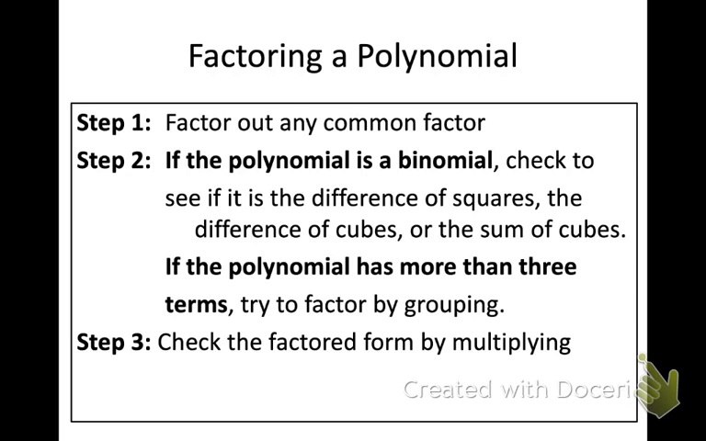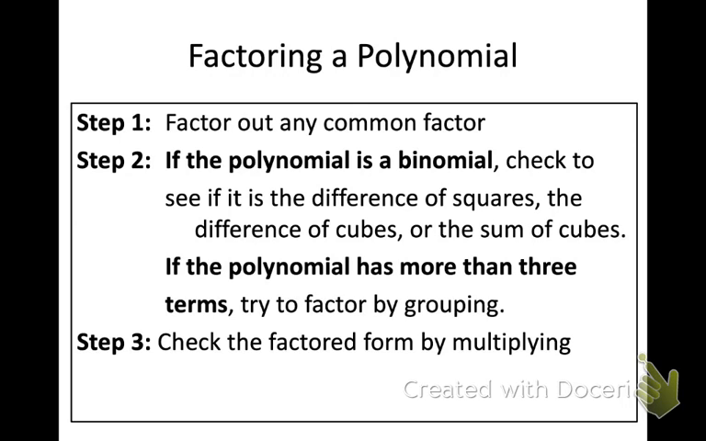Step 2, if the polynomial is a binomial, meaning it has two terms, check to see if it's the difference of squares, the difference of cubes, or a sum of cubes. If the polynomial is neither of those, then you may only be able to factor out a GCF. If the polynomial has more than 3 terms, so it has 4, or more, try factoring by grouping. And then step 3, check the factored form by multiplying.